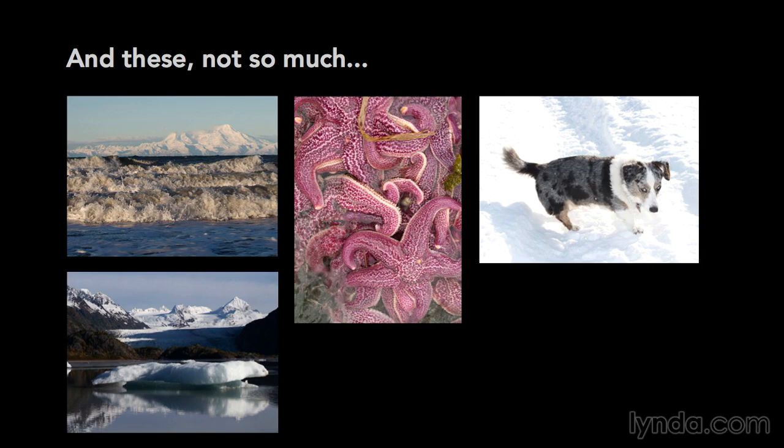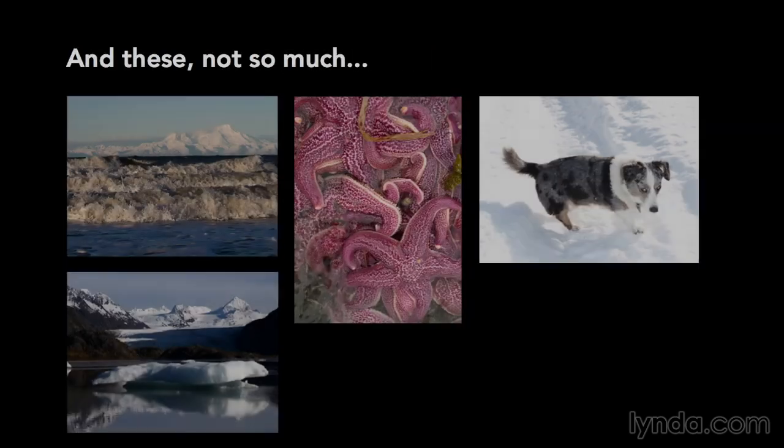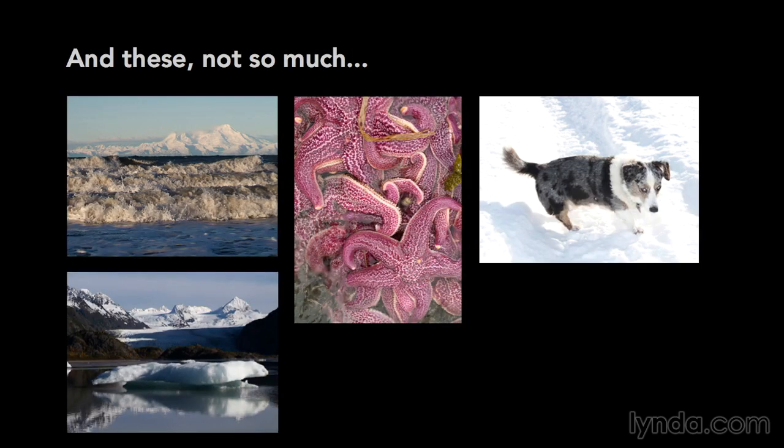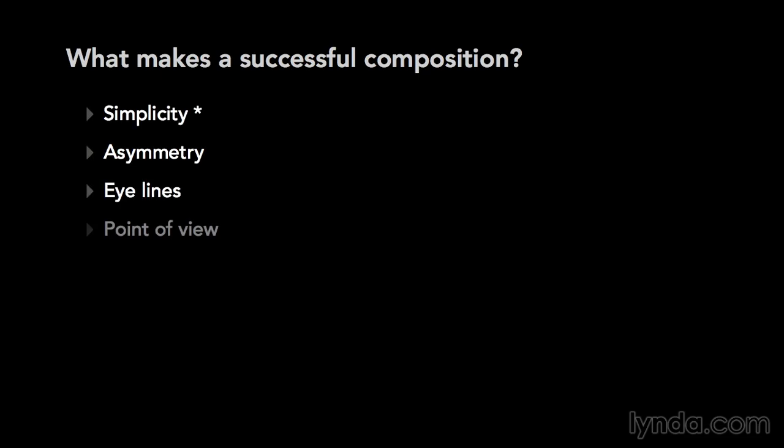Can we ask some questions? Can we use some tools and techniques that help us create better quality images on a regular basis? Images that are more like these rather than images that are like these. And there are. Over the years, I've developed a series of tools and techniques that allow me to ask this question and answer it. And here are the 4 fundamental characteristics that I use when I compose my images: simplicity, asymmetry, eye lines, and point of view.